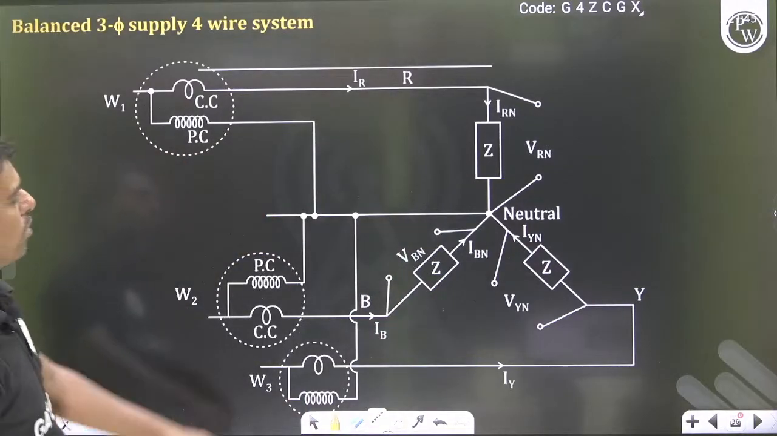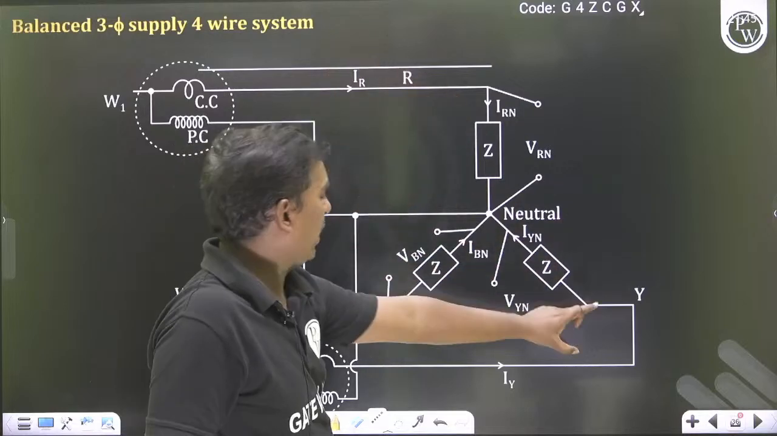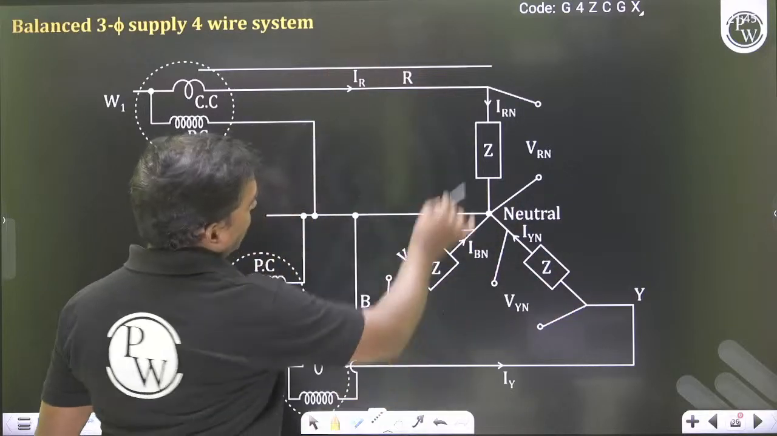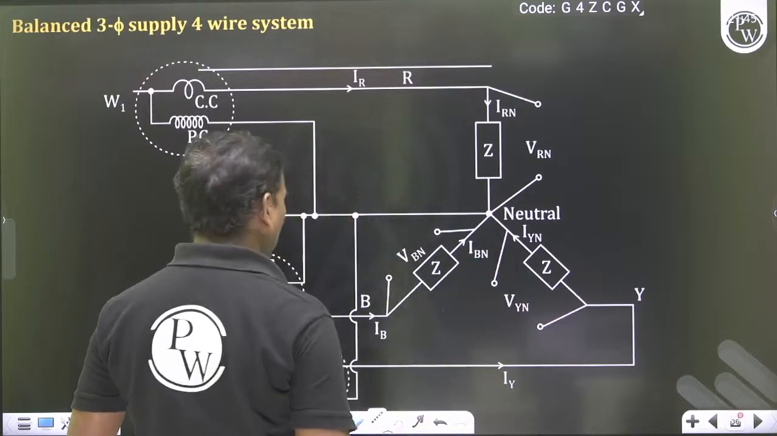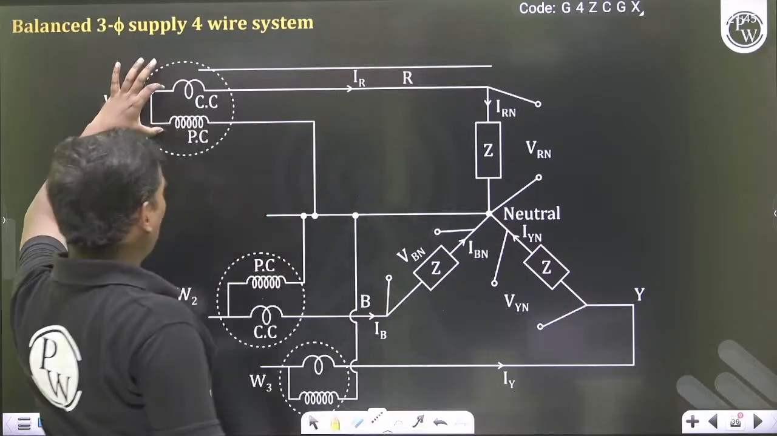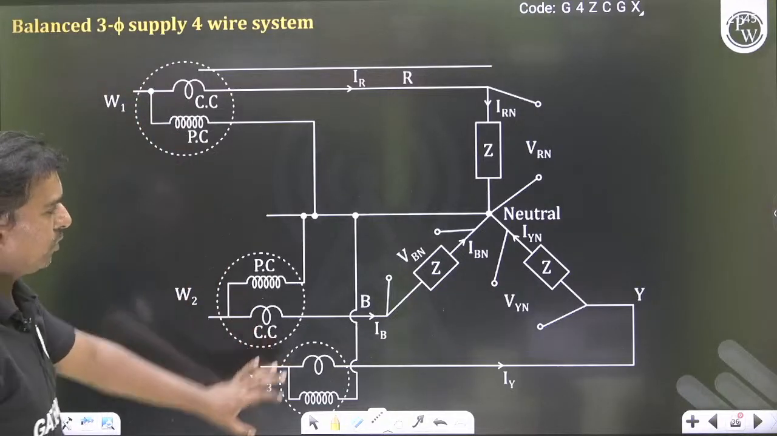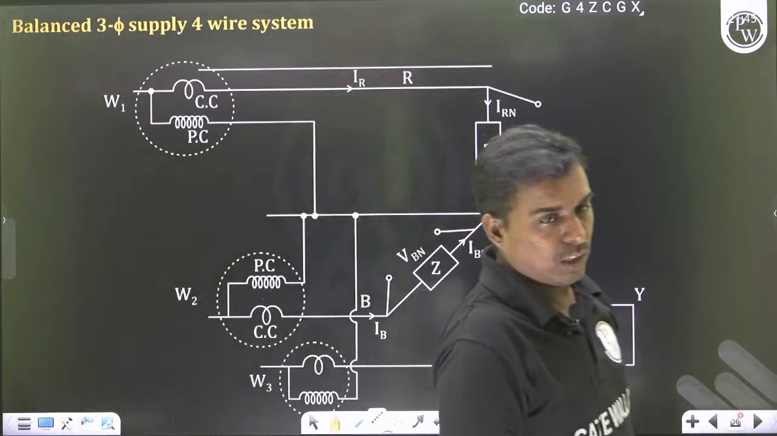So if you see the star model, this is a star model. I can take this as R, this as Y, and this as B. With respect to neutral, this is VRN. With respect to Y, this is VYN. With respect to B, this is VBN. So now I am taking wattmeter 1 here, wattmeter 2 here, and wattmeter 3 here. Why? Because we have a separate line for neutral.